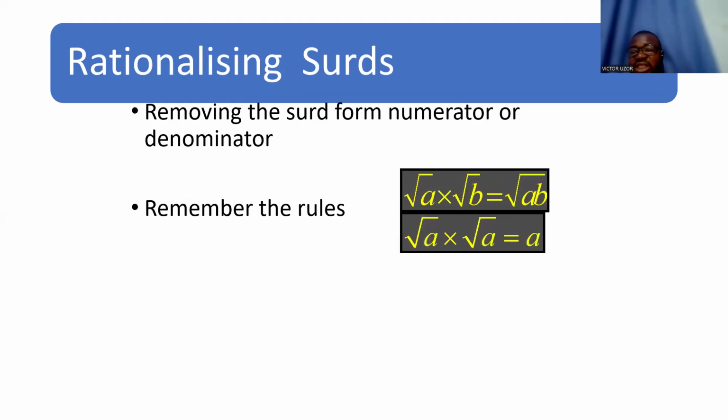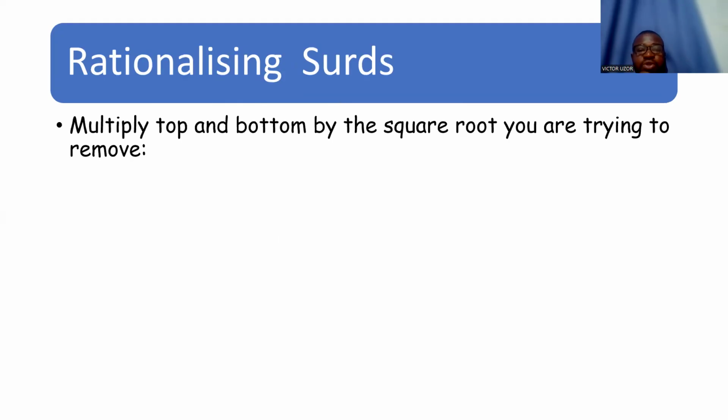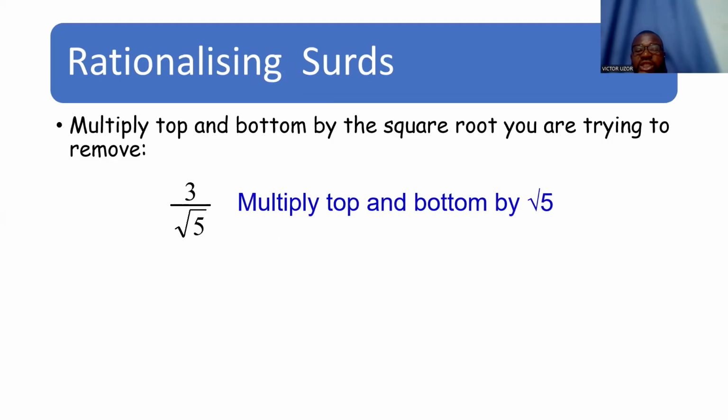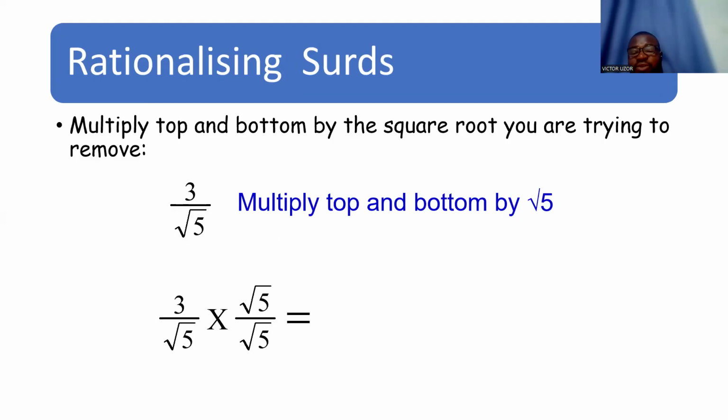Now, the rule is this. Remember this rule. The rule for removing the square root from the denominator is multiplying both numerator and denominator by the root. So if I multiply both of them by the root, I will now have 3 times root 5 over root 5. Remember what I told you? 3 times root 5 will give you 3 root 5.